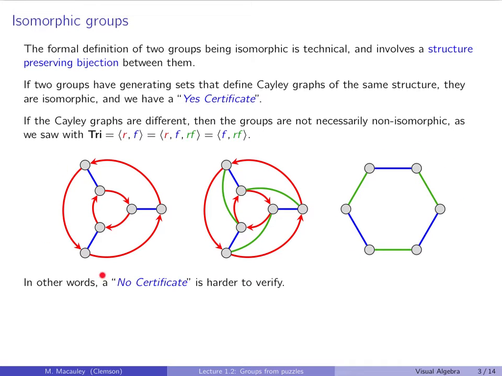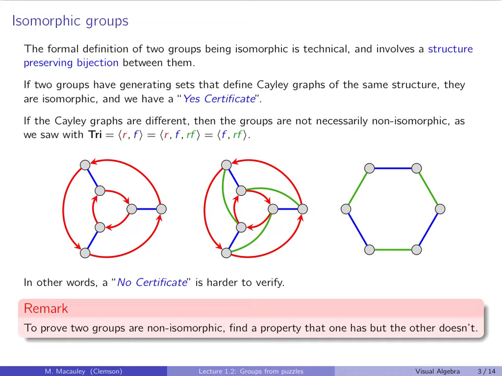So if I just showed you this graph and this graph, at first you don't expect them to be the same group. In other words, a no certificate is harder to verify. If I give you two Cayley graphs that look very different on the same number of nodes, how can you be absolutely sure that they don't represent the same group? And one way to see why these represent the same group is to add these edges in here. And now, if you have this and you remove the red edges and you untangle this little guy, that's a hexagon, you get that.